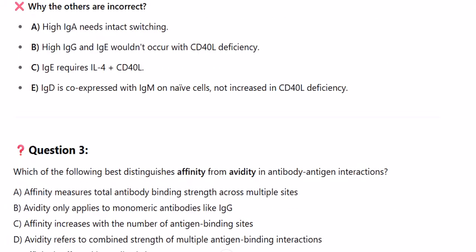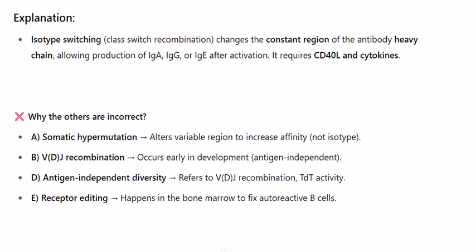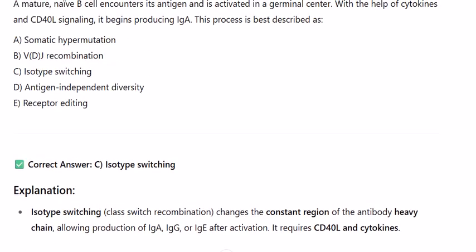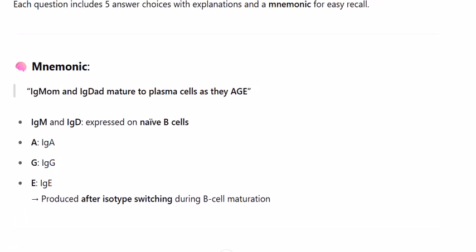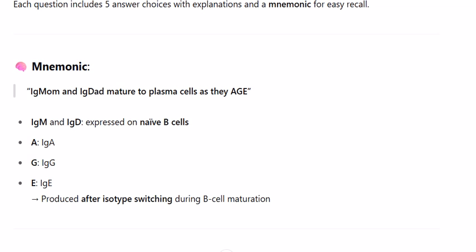Learn 3 USMLE-style questions based on the immunoglobulin isotypes, including naive versus activated B cells, isotype switching mechanisms, affinity versus avidity. Each question includes 5 answer choices with explanations and a mnemonic for easy recall. Mnemonic: GMOM and IgDad mature to plasma cells as they age. IgM and IgD are expressed on naive B cells. IgA, IgG, and IgE are produced after isotype switching during B cell maturation.